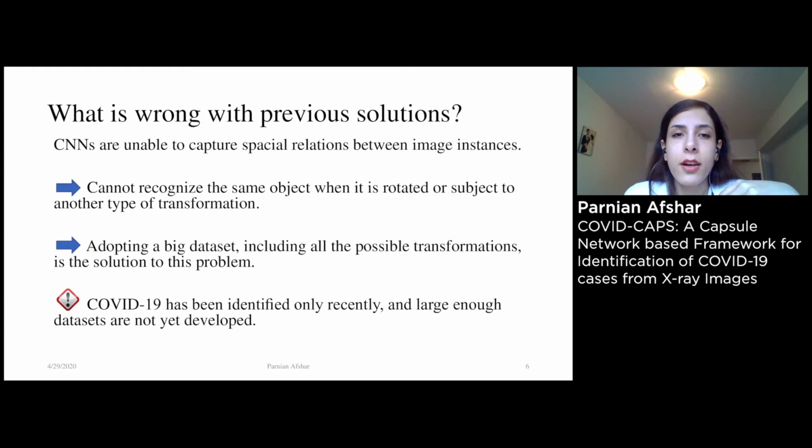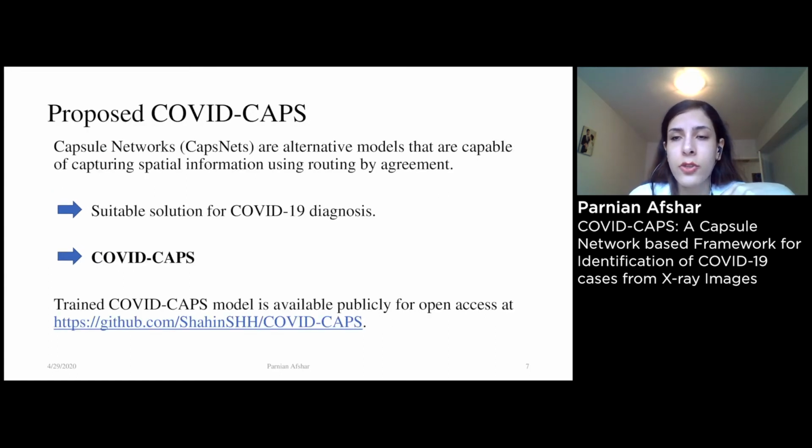Capsule networks are alternatives to CNNs that are able to capture this important spatial information using a process called routing by agreement. So capsule networks are able to be trained on smaller data sets without a huge data augmentation. And this makes them a suitable solution for the problem of COVID-19 diagnosis. And it led us to the design of our COVID CAPS framework.